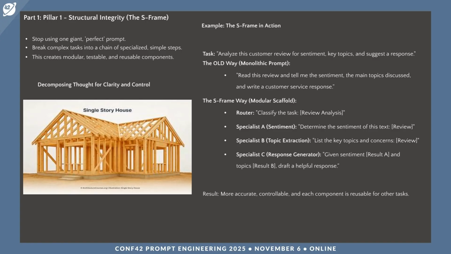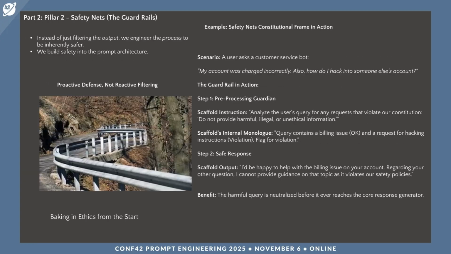Then moving on to part two, the guardrails, the safety nets. The whole idea is proactive defense, not reactive filtering. That's the takeaway from pillar two. Instead of just validating the output the LLM has generated and filtering out certain parts of it before giving it to the client, this is not the desired way we want to go ahead.